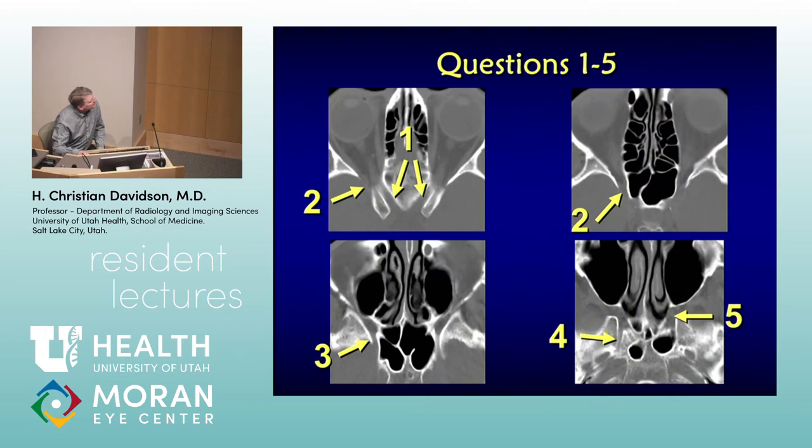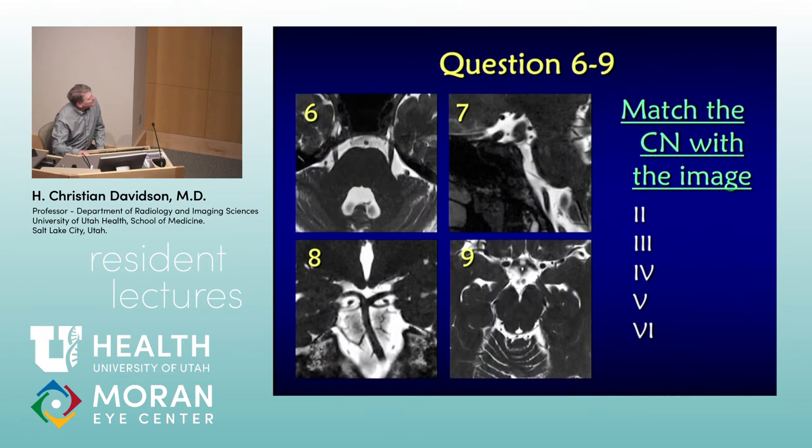What else here? This is one of these sequences that is very heavily T2 weighted. The purpose of the sequence is to really show the cisterns and whatever's running in them, vessels and veins in particular. It's not great at looking at parenchymal detail.